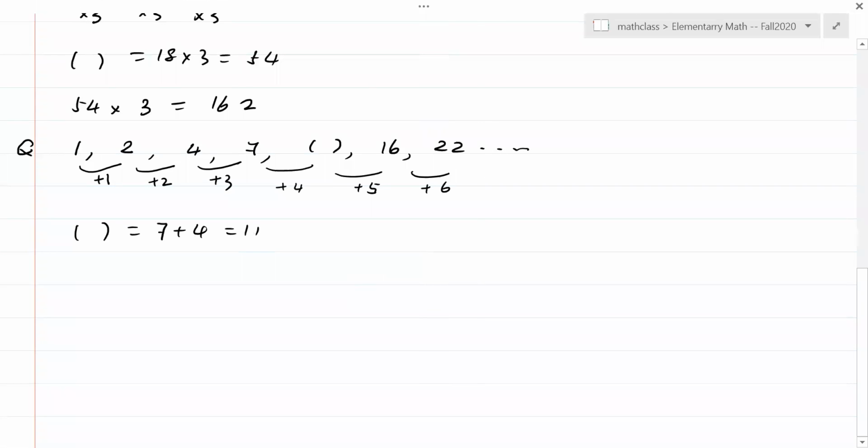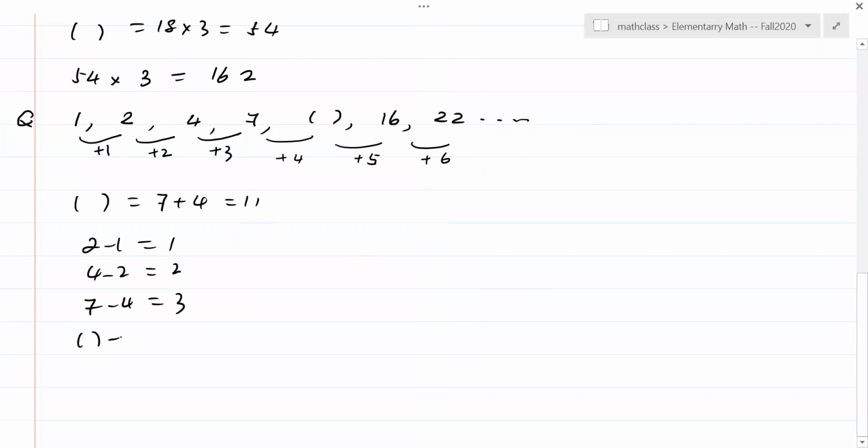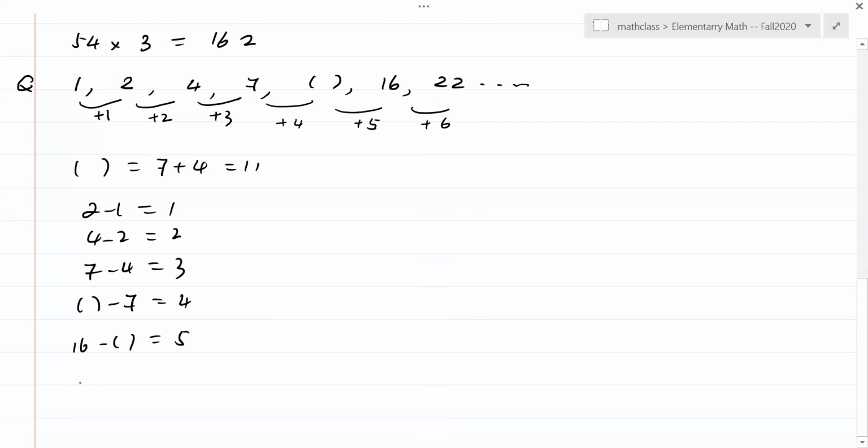So another way you can do is just take a difference. 2 minus 1 is 1, 4 minus 2 is 2, 7 minus 4 is going to be 3, so you get 1, 2, 3, right? And this number minus 7 should be equal to 4, and 16 minus that number should be equal to 5. And then 22 minus 16 should be equal to 6. So clearly this number should be 11, okay? It's 1, 2, 3, 4, 5, 6.